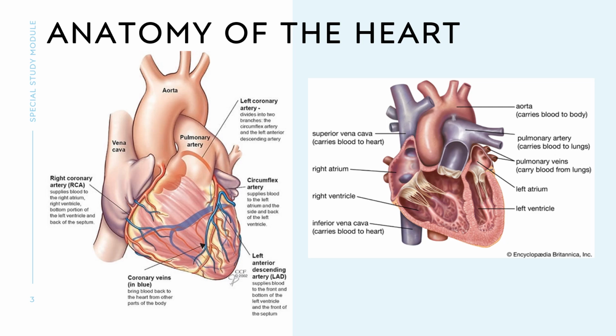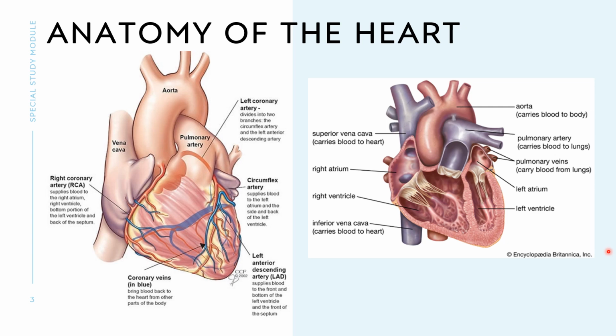So we go to the anatomy of the heart. Basically, the heart has five surfaces, which are the base, the inferior, the anterior, the left and the right pulmonary surfaces. It also has four borders, which are the right, left, superior, and inferior border.